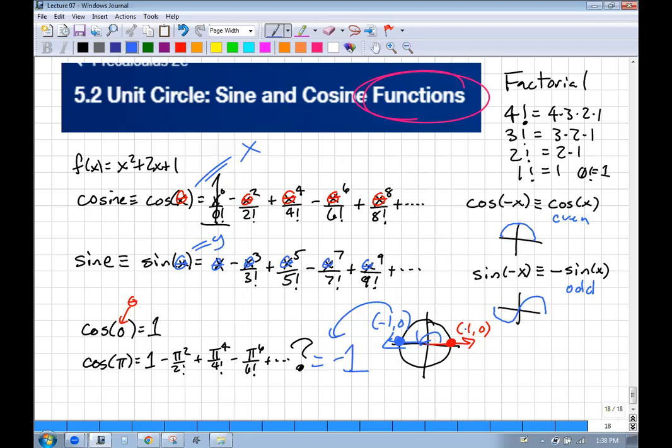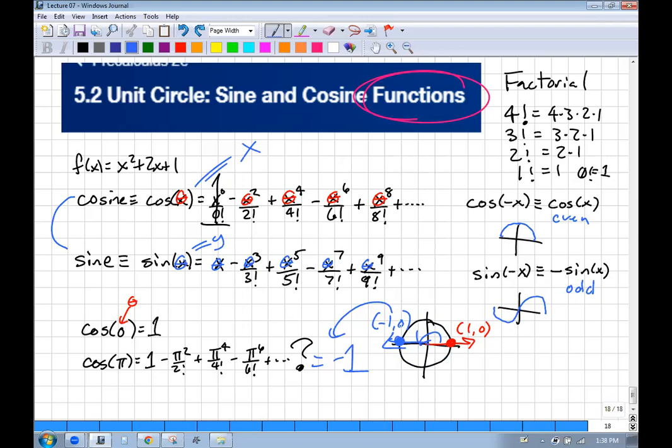So that's why we need to know our unit circle, so that we can evaluate these functions easily. And we can only do that for some. We don't know every single point on the unit circle. We're only going to know 16 points, so 16 angles, all right?